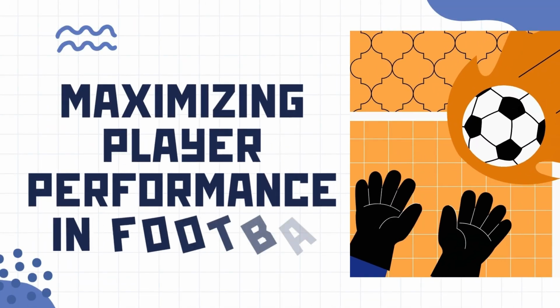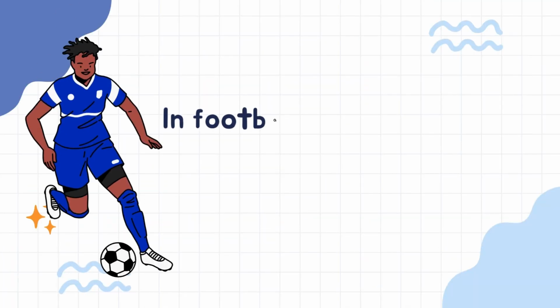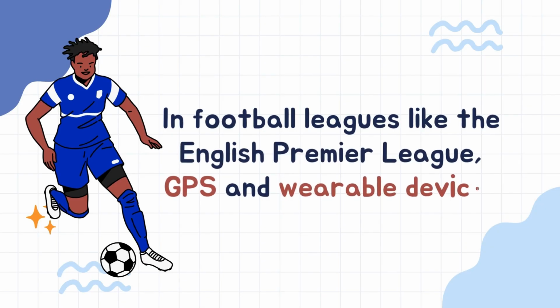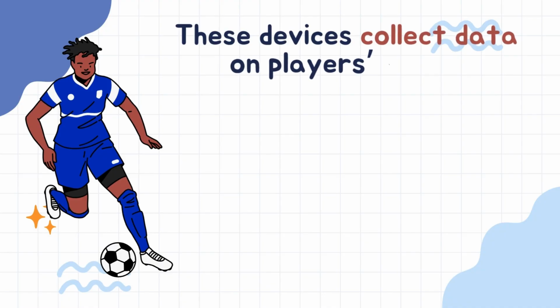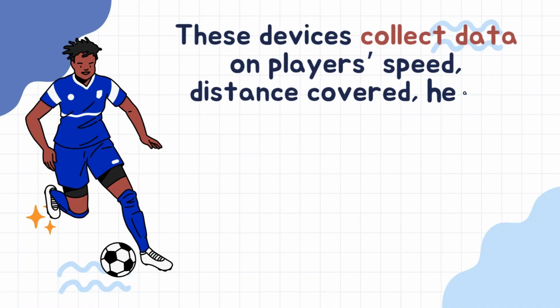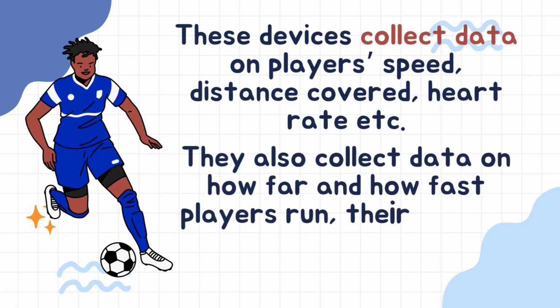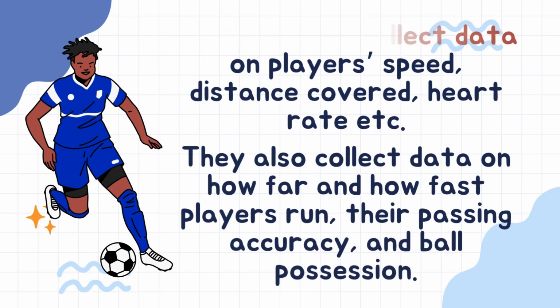Let's move on to maximizing player performance in football. In football leagues like the English Premier League, GPS and wearable devices are used. These devices collect data on players' speed, distance covered, heart rate, etc. They also collect data on how far and how fast players run, their passing accuracy, and ball possession.